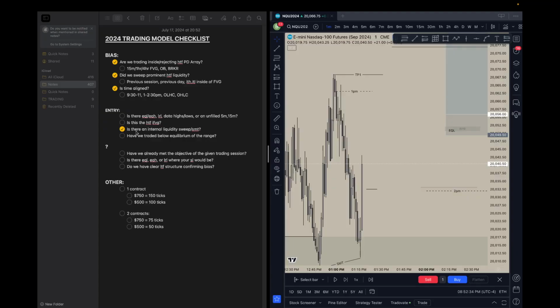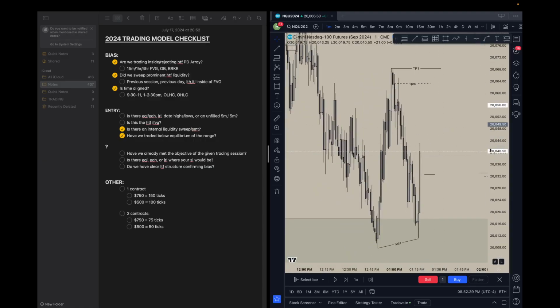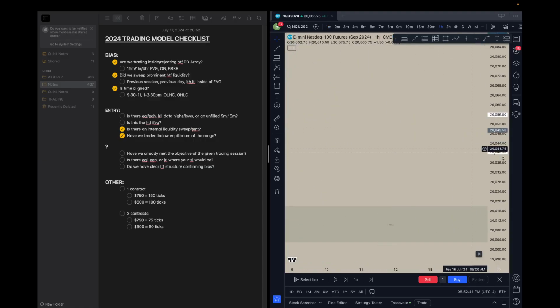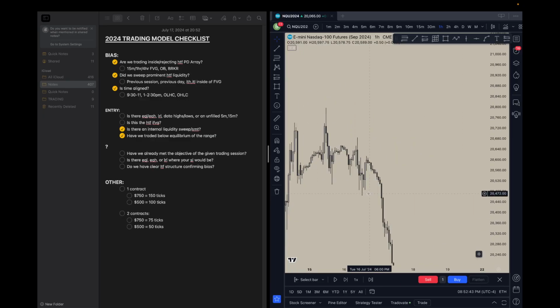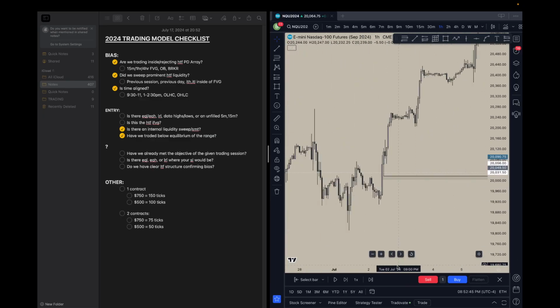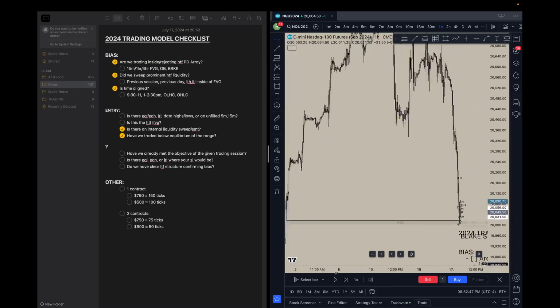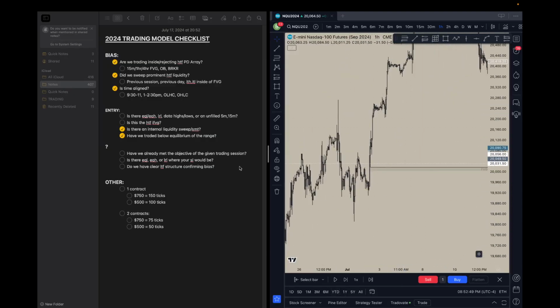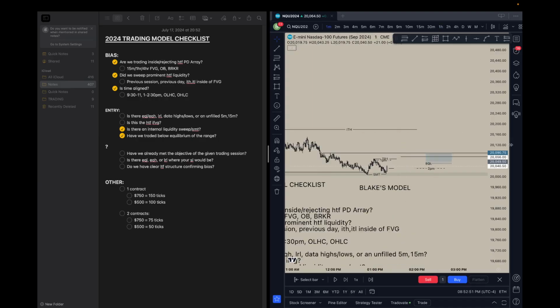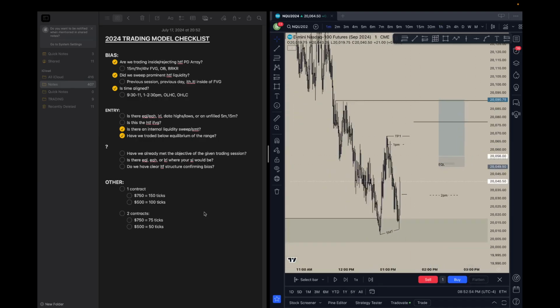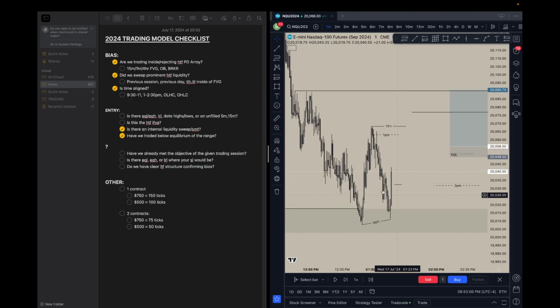Right? Okay, nice. We trade below equilibrium of the range, right? We have equilibrium here, but also overall on this range here. If you look in the hourly chart, we are obviously very discounted. Okay. Finally, are there equal lows? Wait. No. That's not enough. Okay, so check mark here.